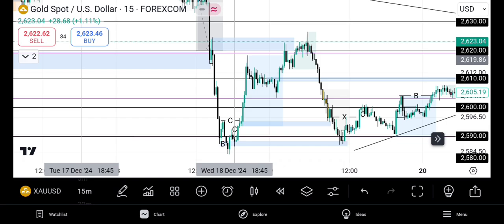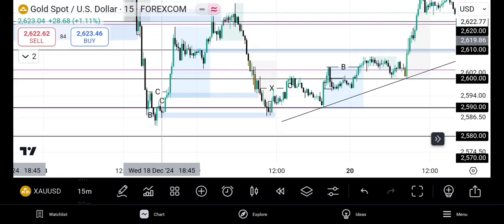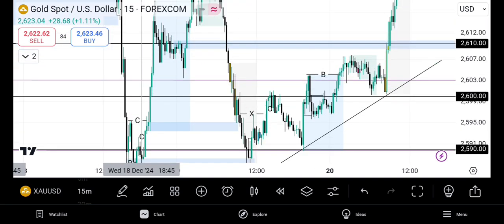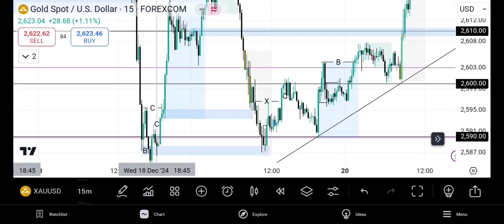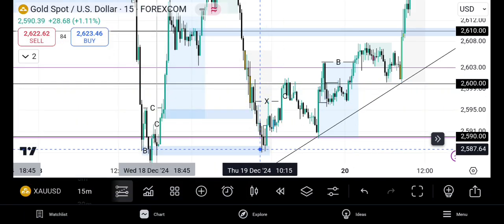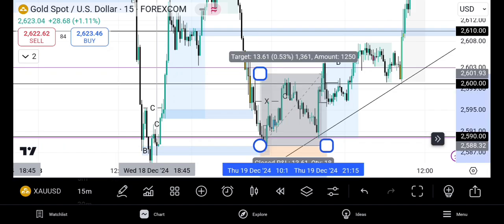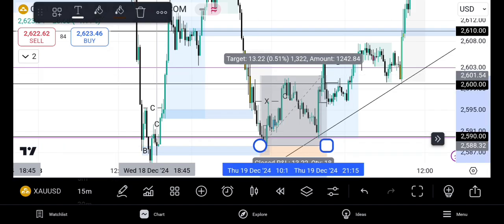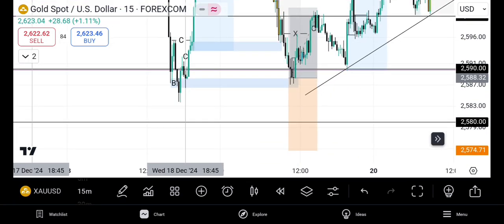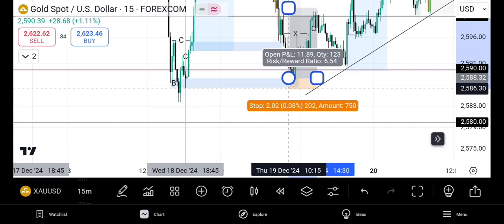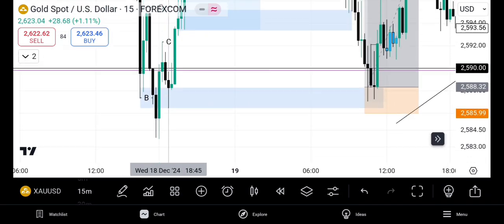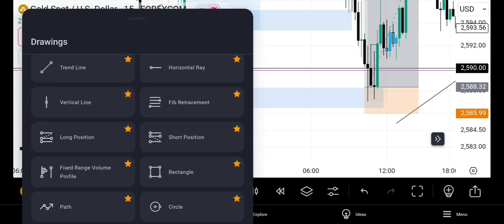So what else? Yeah, I took another trade here. I went long here, and I targeted my 1:3. Why exactly did I take this trade from this exact zone? I found out that the market was only rejecting this level.